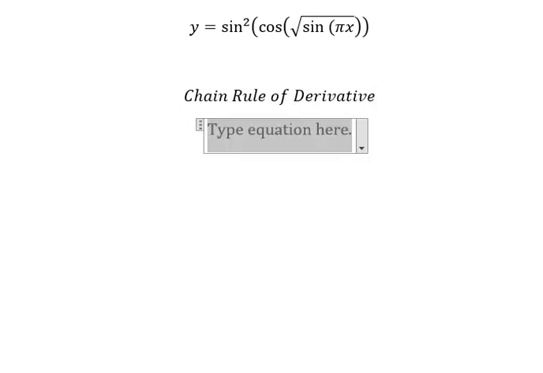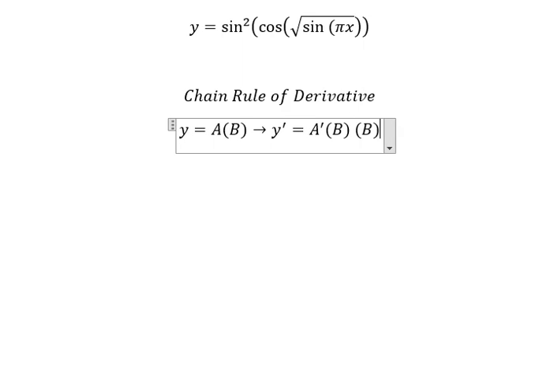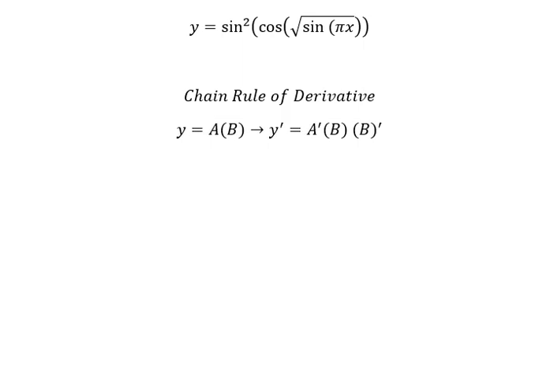So we have y equals a of b. So if we do the first derivative, we need to do the first derivative of a, keeping the content of b. Later, we do the first derivative of b. Next, we need to use the power rule of derivative.